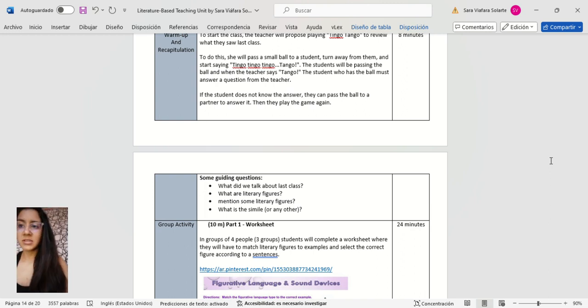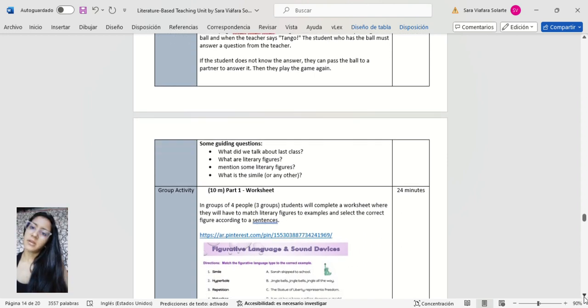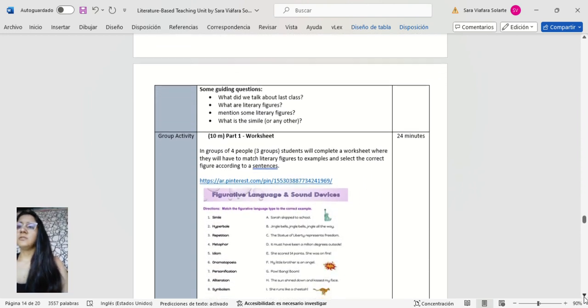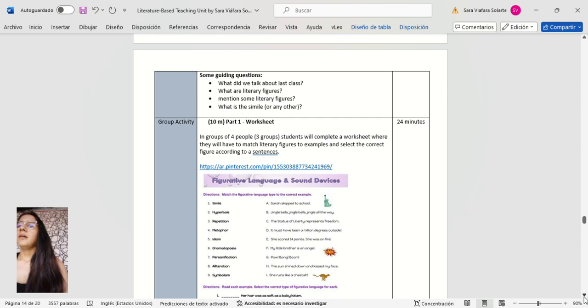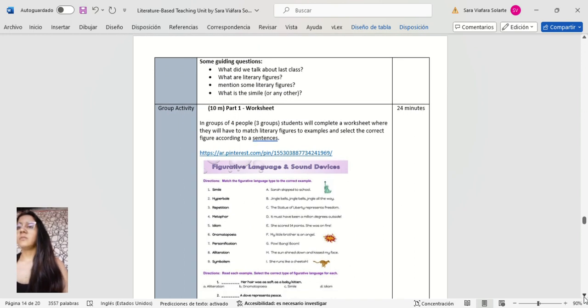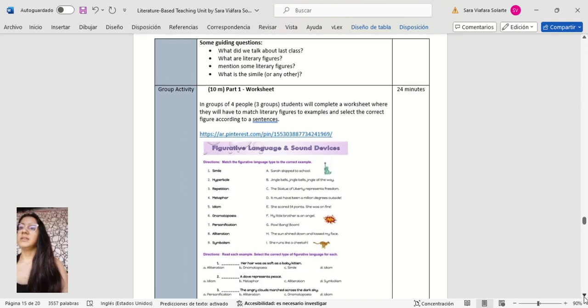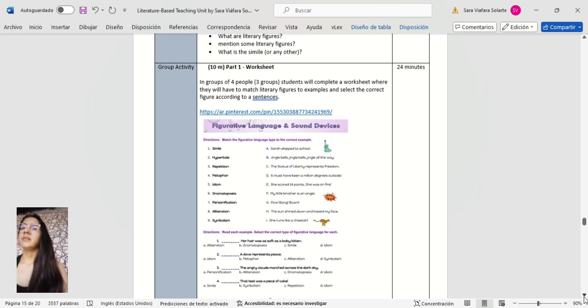If the student doesn't know the answer, they can pass the ball to a partner, so this partner can help him or her. Some guiding questions: what did we talk about the last class? What are the literary figures? Mention some literary figures. What is a simile or any other?